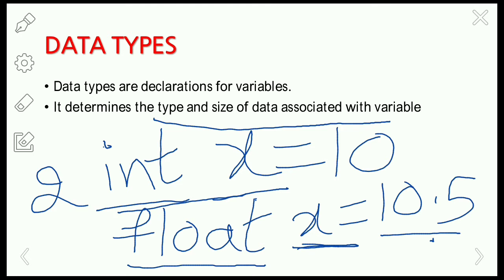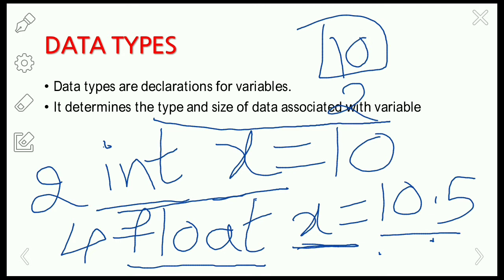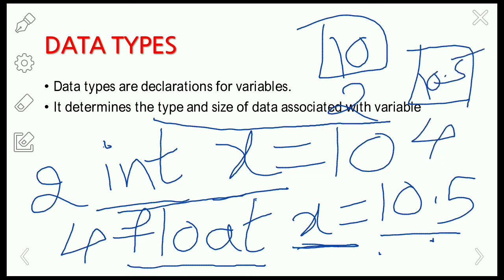Float allows 4 bytes of memory space for the given variable. So in the memory space with the 2 bytes, the value 10 is allocated. Similarly for the float type, for the variable x, 10.5 is stored in 4 bytes; it is going to allocate 4 bytes for the particular variable x here. Like that, each and every data type has its own properties.